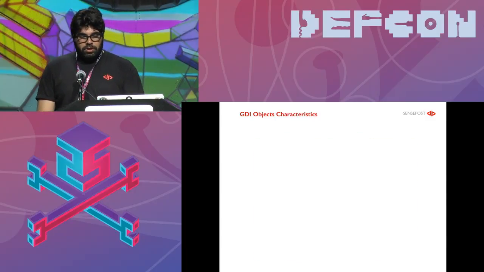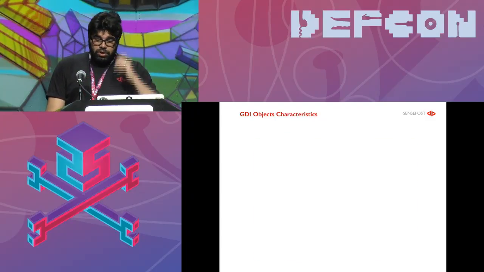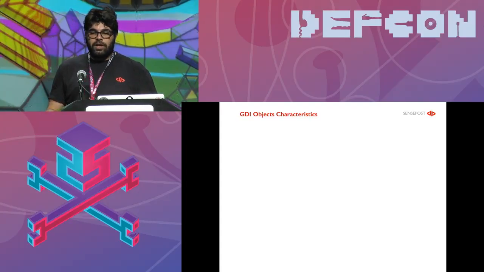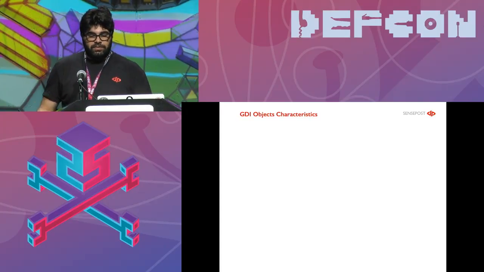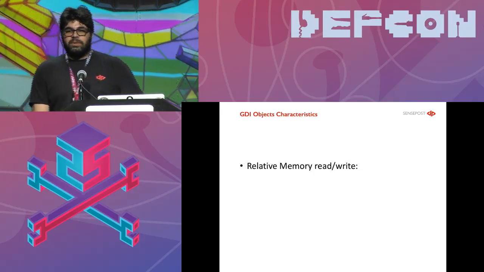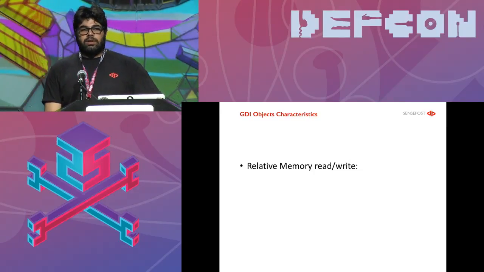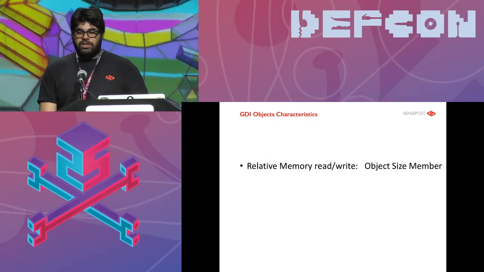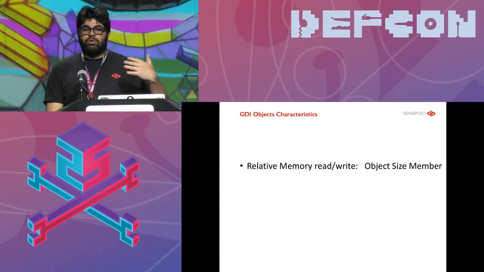Now, there are certain objects that are allocated to kernel memory that have some interesting characteristics that can give us some sort of memory reading and writing primitives. For example, if we want to get a relative memory read and write, which is basically reading and writing in the memory location adjacent or relative to the object location in memory, the object that can be abused has to have a size member that can be extended to be able to access out-of-bounds memory adjacent to its location.